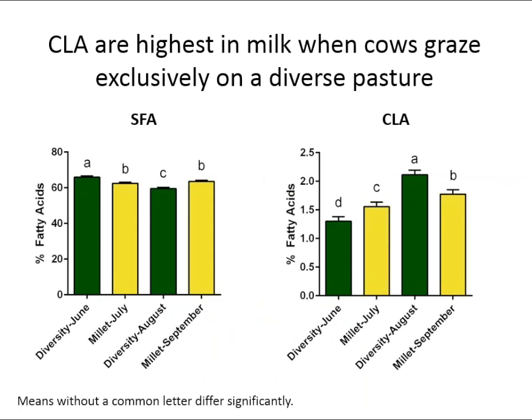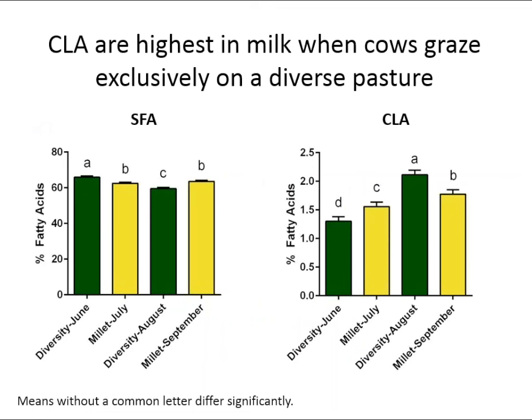So if we look at some of the fatty acids we see in milk, over on the left we have a graph of saturated fatty acids. We had the highest amount of saturated fatty acids when they grazed the diverse pasture, plus 30% of their diet as baleage.